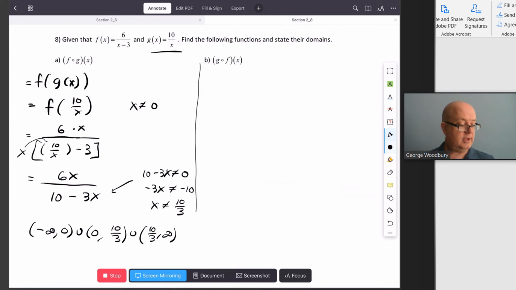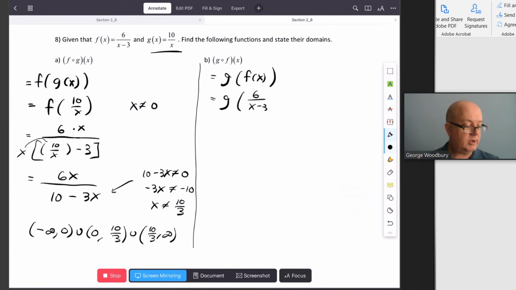Let's work it in the other order. So this time we've got g of f of x, which is g of 6 over x minus 3. Here, x cannot be equal to 3 because then we would have a denominator of 0. So we throw 3 out first. Then we're going to substitute this into the function g. So this is going to be 10 over 6 over x minus 3.